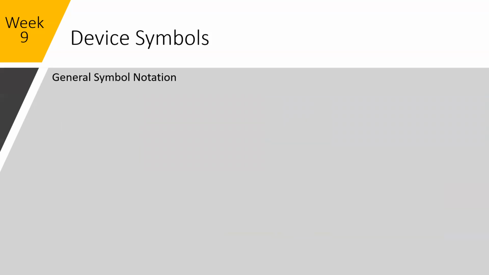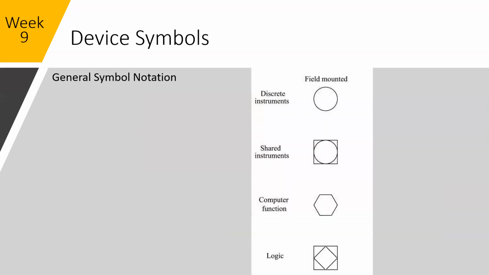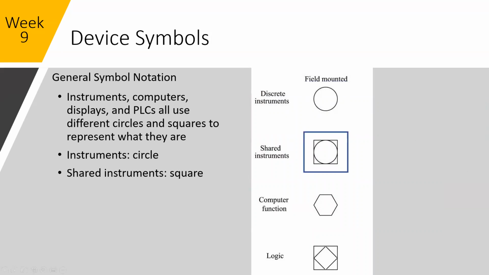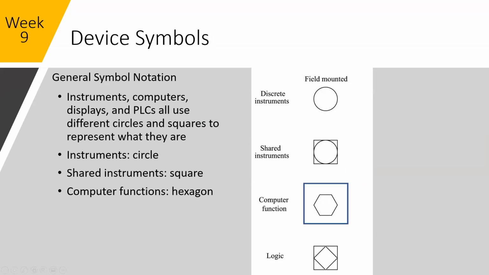Okay, so now we're getting into some of the PLC portion of this. Some general symbol notation that you're going to find with some of these instruments and valves. Instruments, computers, displays, and PLCs will typically all use different types of squares to represent what they are. We've got discrete instruments here as circles, shared instruments here in a square. If there's a device that's wired to a PLC only, or a device that's wired to a PLC and maybe hardwired to some system, it's showing up here as a square.